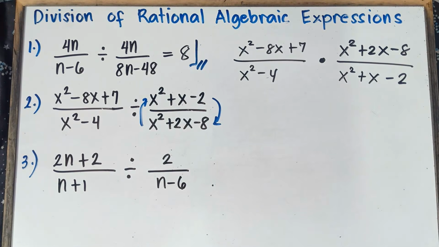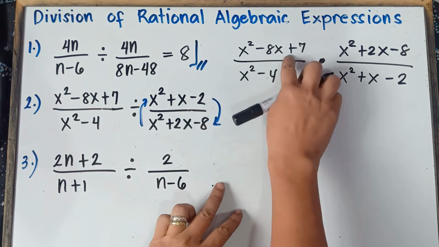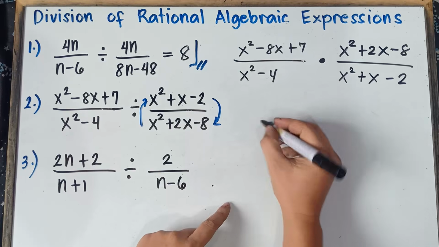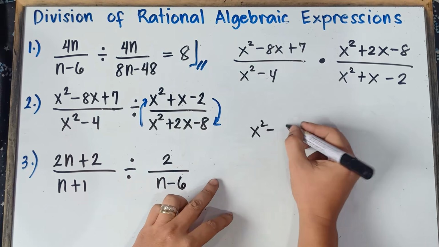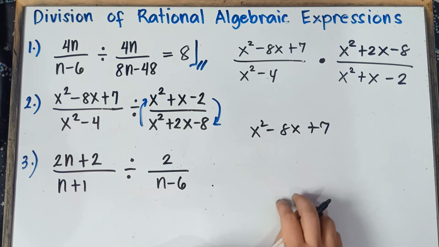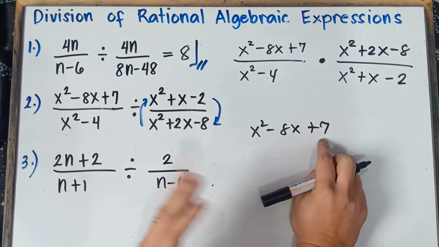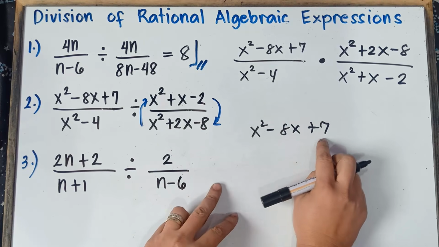Alright, and then simply factor this out. So x squared minus 8x plus 7, simply factor this out. Okay, you find two numbers, class. So let me just copy this one. X squared minus 8x plus 7. You find two numbers that when you multiply the two numbers, you will get 7. When you combine the two numbers, you will get negative 8.